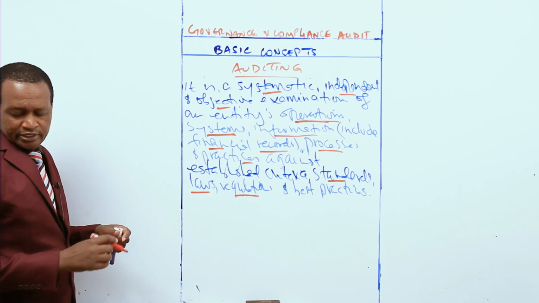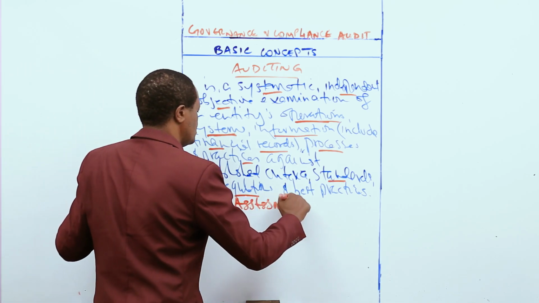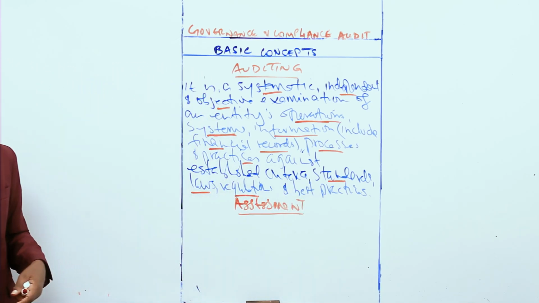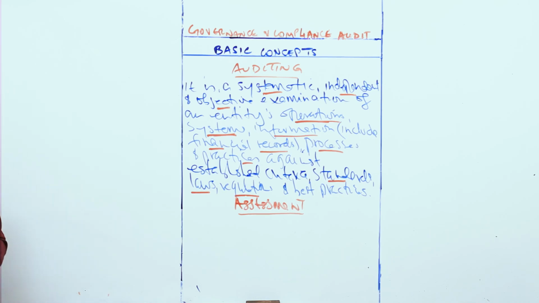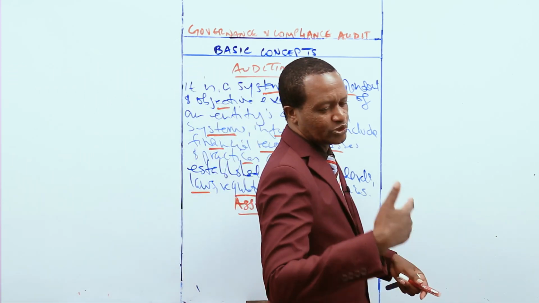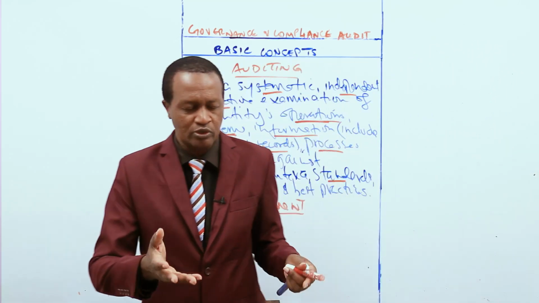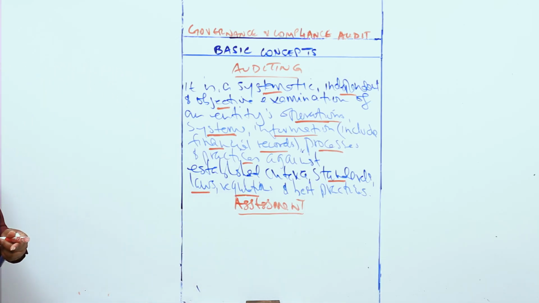Now let's move to the second concept in the syllabus, which is assessment. Assessment, from the word assess. Now, in a broader context, assessment refers to the process of evaluating or appraising something. To assess is to evaluate. To assess is to appraise something. And in the context of auditing, assessment then refers to the various stages or activities such as risk assessment.